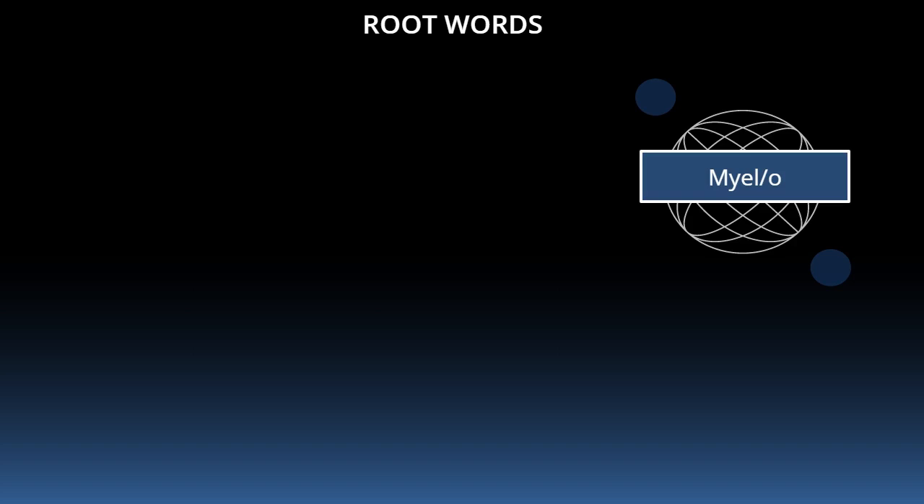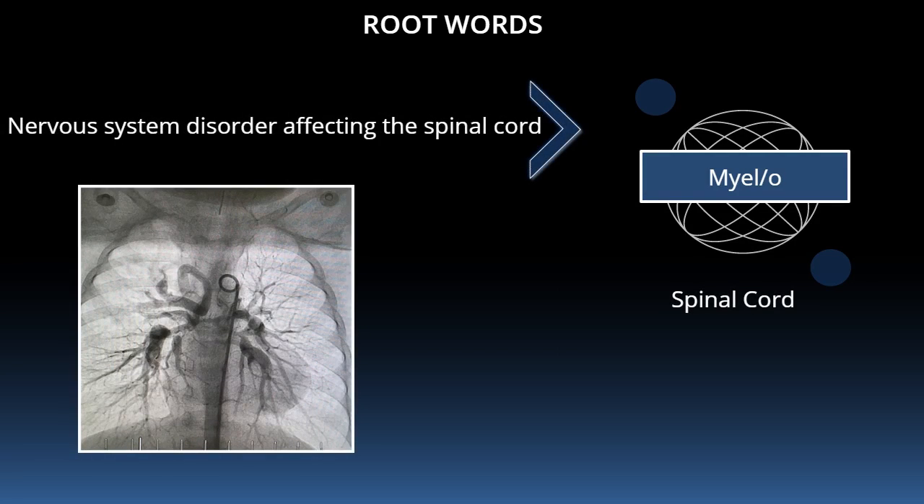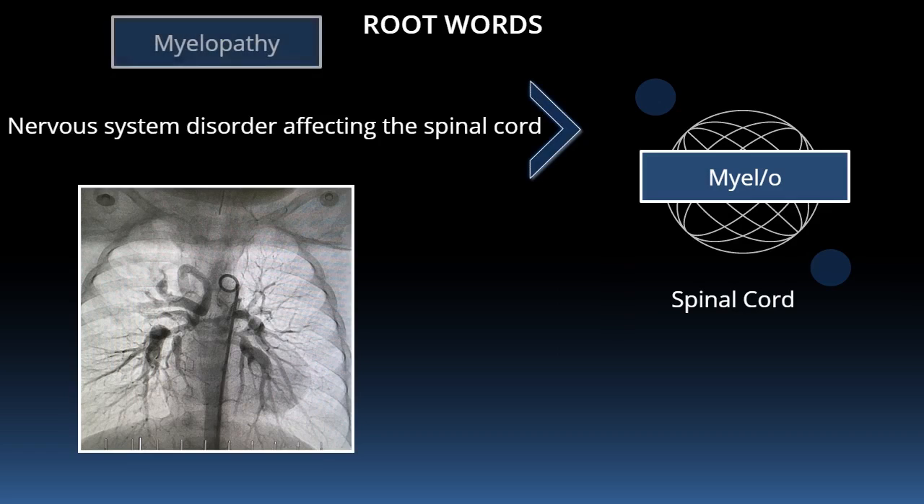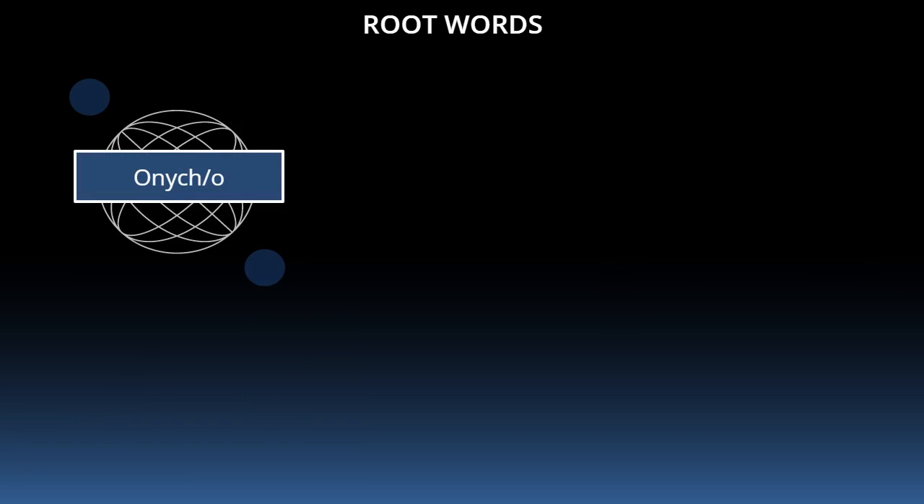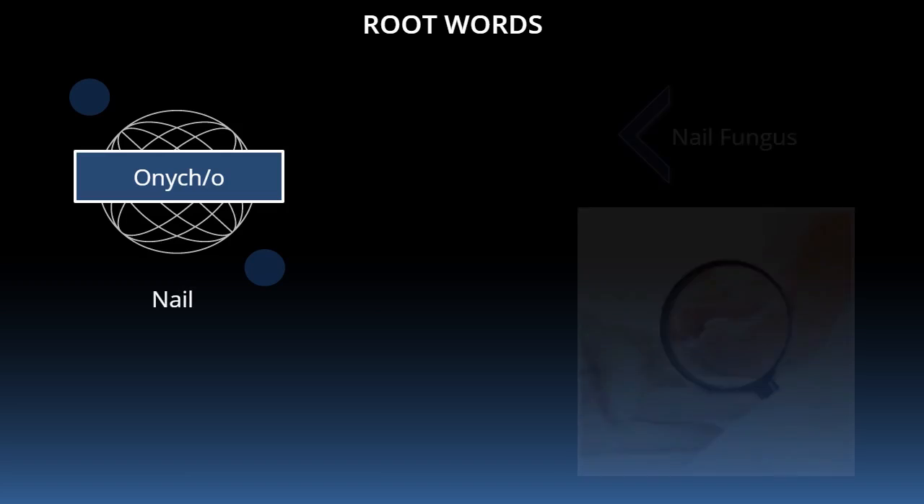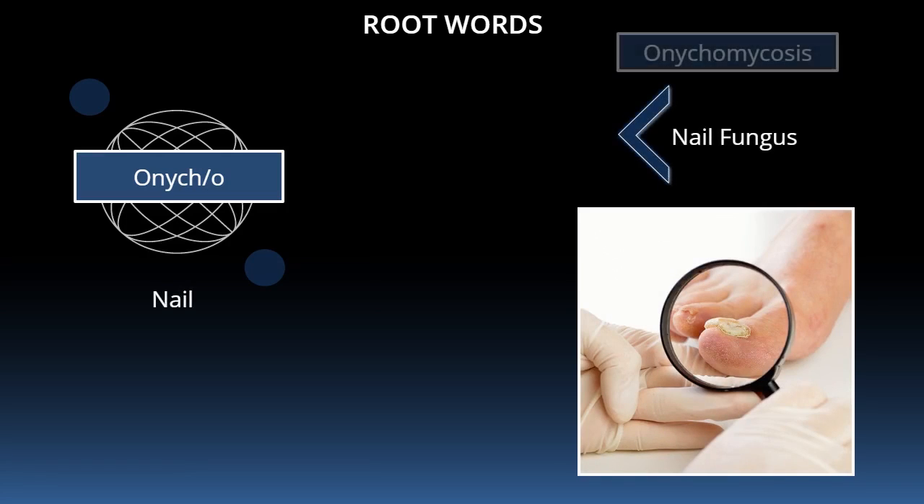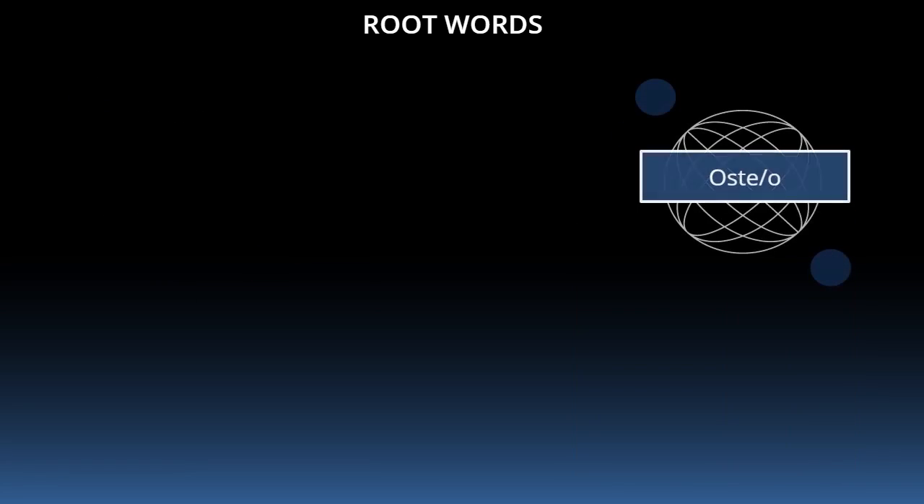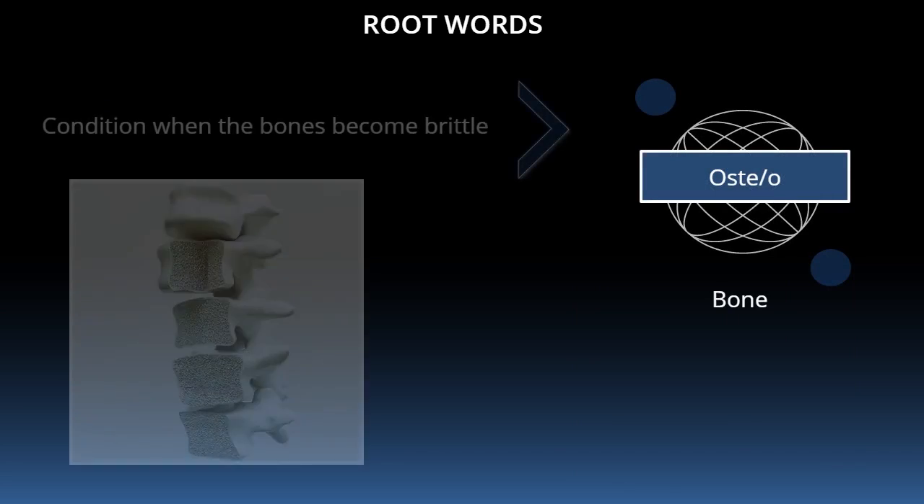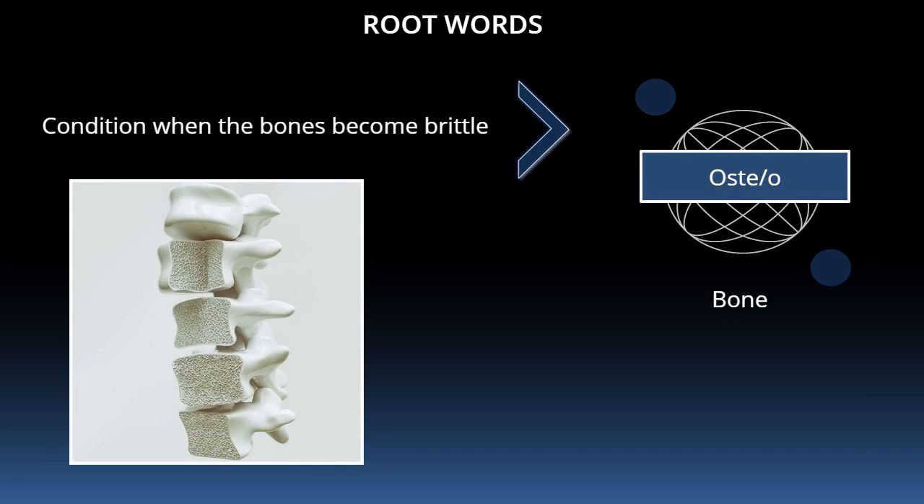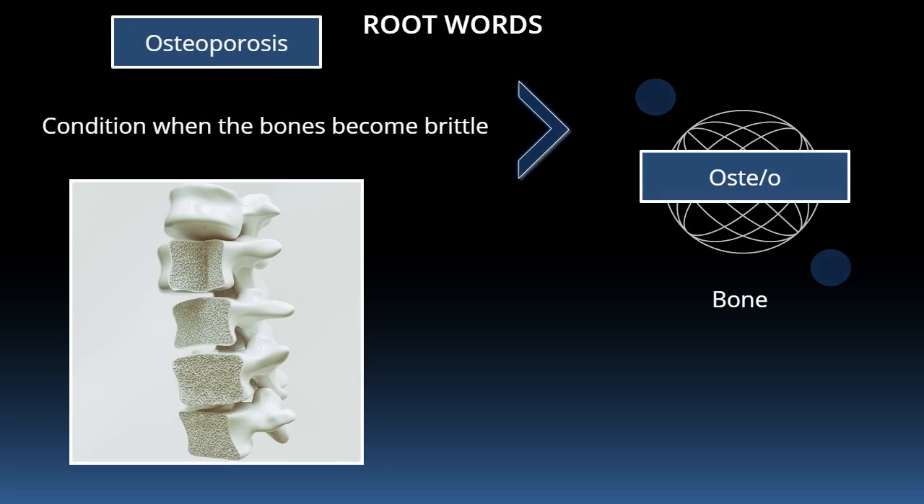Myelo is the root word for the spinal cord and the bone marrow. That's why the nervous system disorder, which affects the spinal cord, is called myelopathy. Onycho is the root word for nail. It is for this reason that nail fungus is called onychomycosis. Osteo is the root word for bone. Hence, when the bones become weak and brittle, the condition is termed osteoporosis.